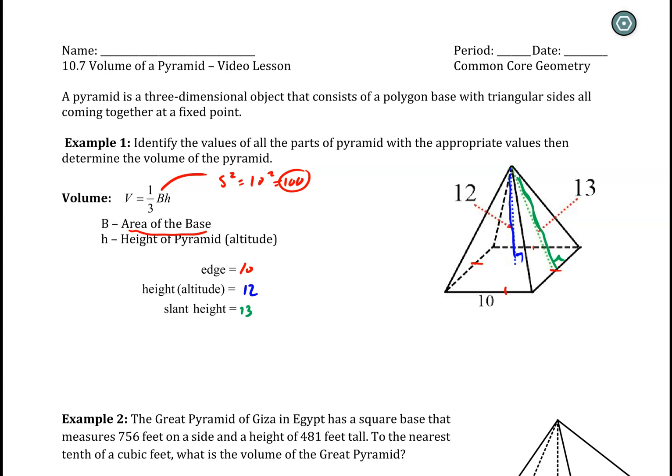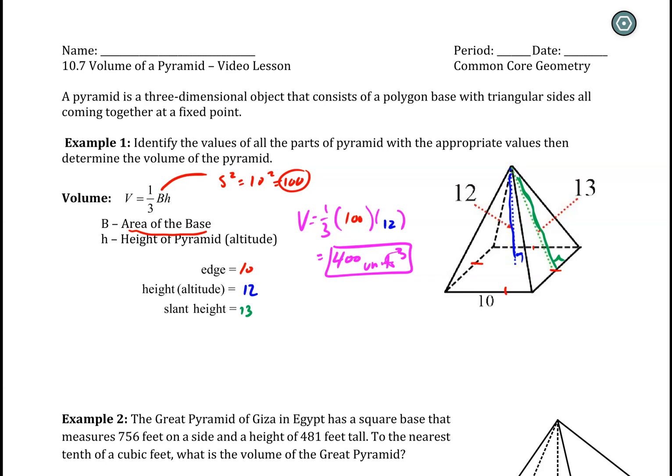That's my base area. So if I plug that into my formula, I get 1/3, plug in 100 for the base area, and the height in this example is 12. So now I can simply multiply. It's all multiplication here. Again, I would recommend making your life easier. 1/3 of 12 is 4. So that just becomes 4 times 100, which is 400, and again, units cubed. In this case, we don't actually have specific units, so just units cubed.